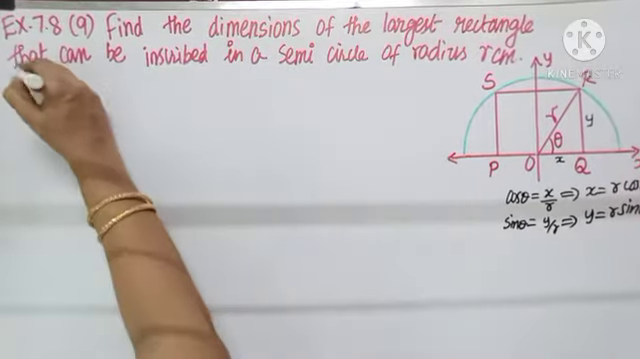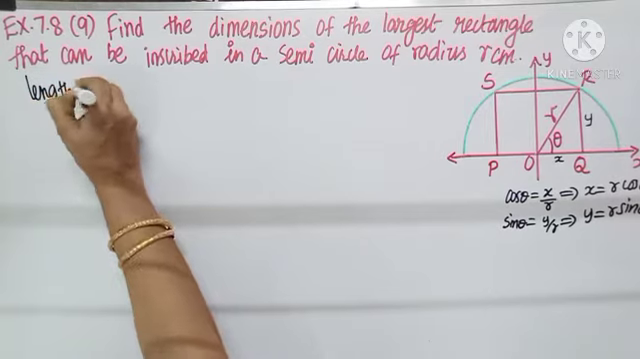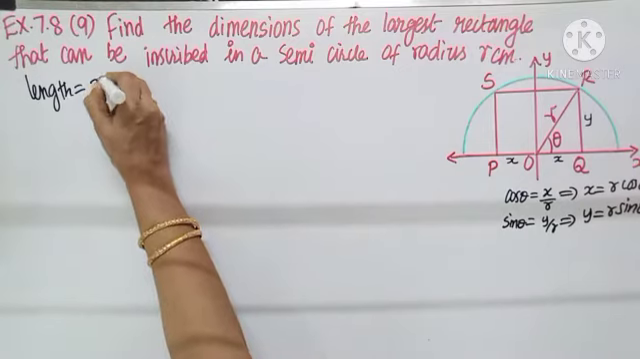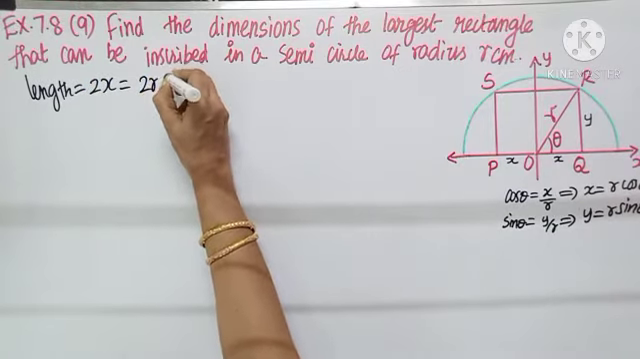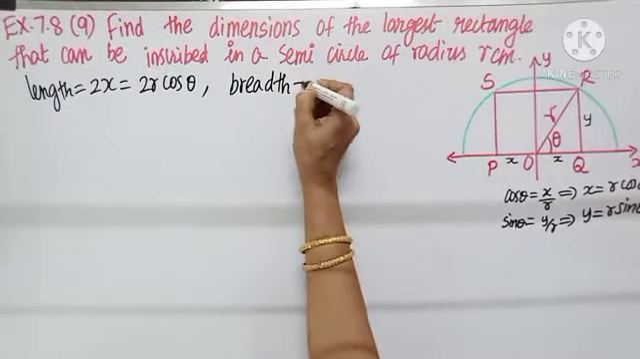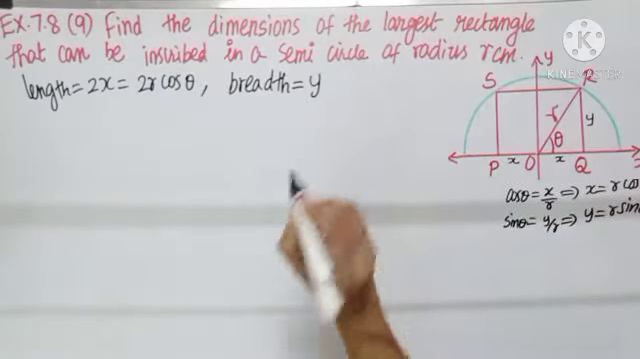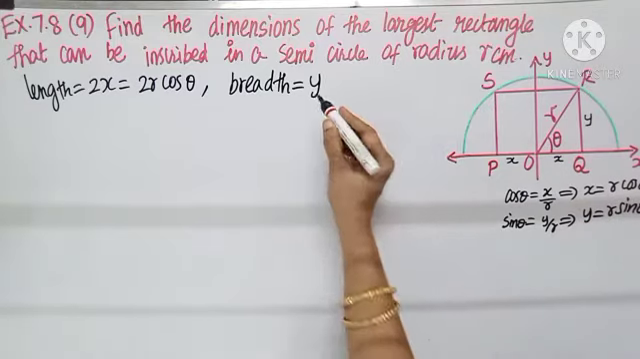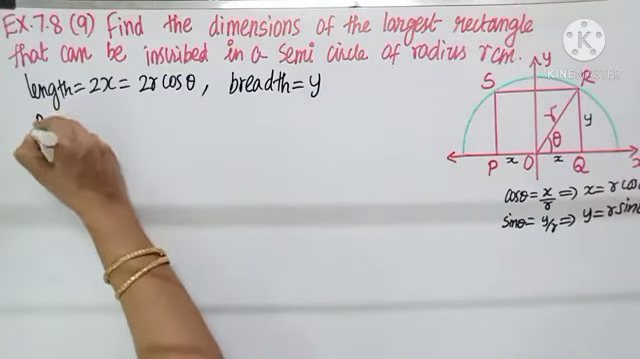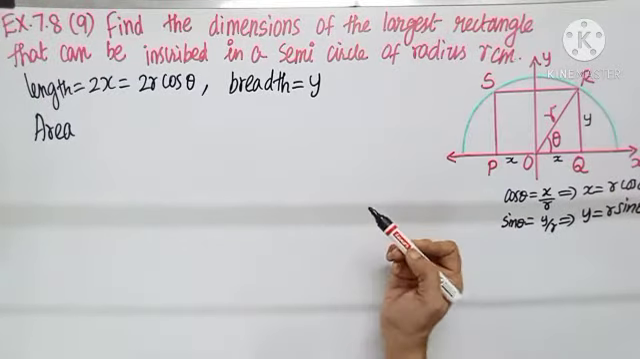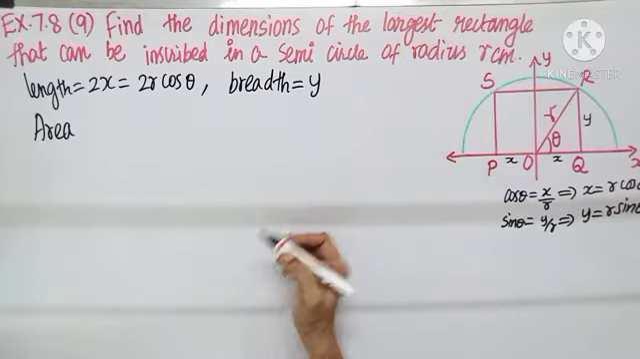What is the length of the rectangle? Length is equal to x. This is also x. So we have length is 2x, or it is 2r cos theta. What is the breadth of the rectangle? It is only y. In the earlier problem, we put y plus y, 2y, but here it is a semicircle. Therefore, we have only y. What is the area now? The question is about the largest rectangle, that is, area to be maximum.